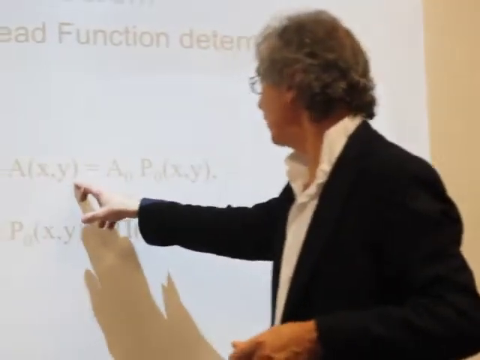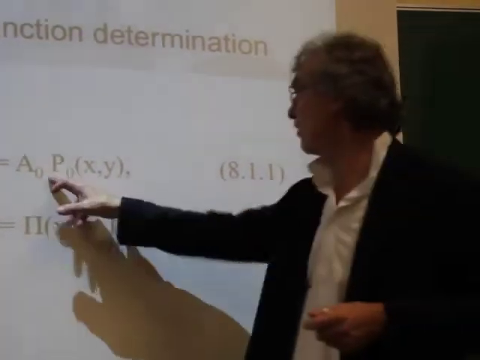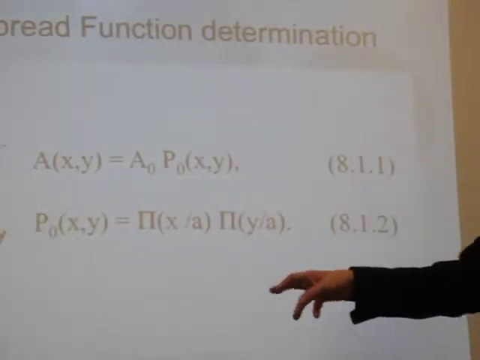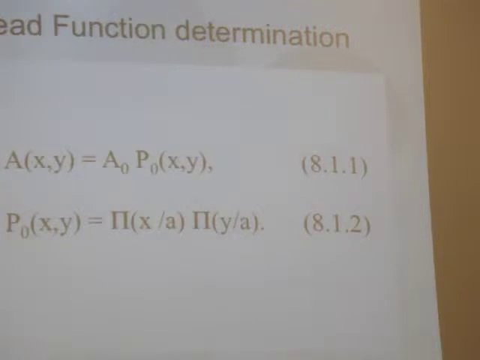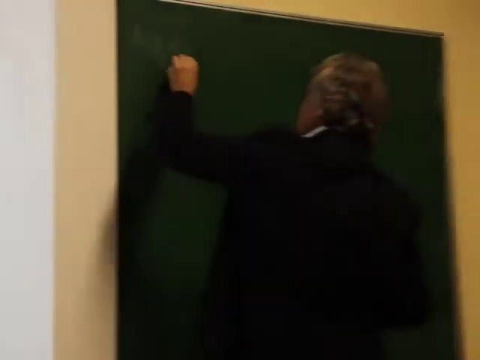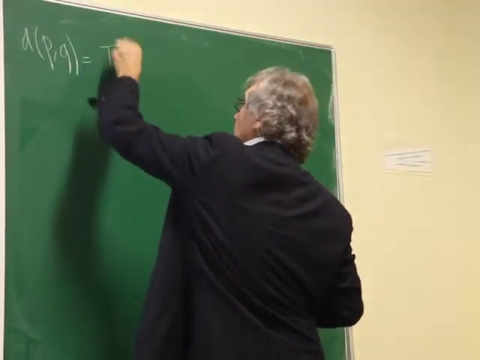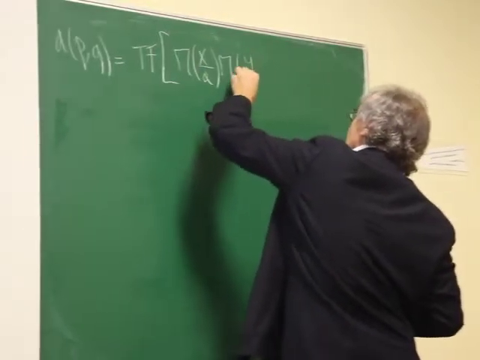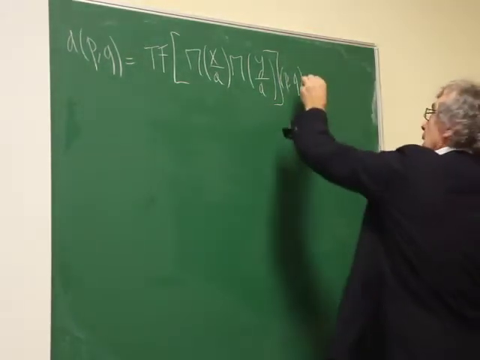So I just say the amplitude in the pupil plane is a constant times this function, P0 of x y. So this is everything or nothing. So P0 of x y may be represented, you agree, as a product of two door functions, x over a, y over a. And if I apply that result, I find that the distribution of amplitude in the focal plane is equal to the Fourier transform of this, times A0.